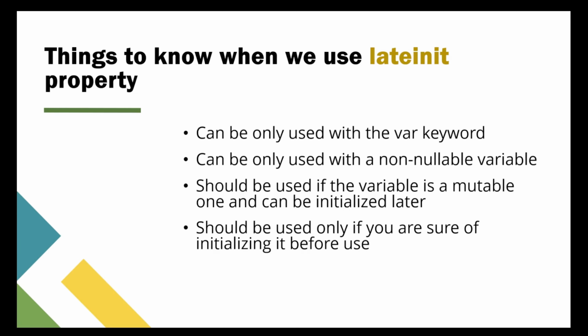So there are things that we should know when we use the lateinit property. First, it can be only used with the var keyword, of course, because I want the value to be changed or modified at a later point in time. So it has to be var. It has to be a mutable property, and of course, I have to ensure that I'm initializing it before I use it. And it can only be used with a non-nullable variable. So that means I cannot expect that it will return a null value to me. So this is pretty much about the lateinit keyword.